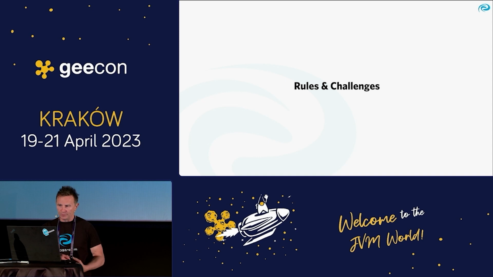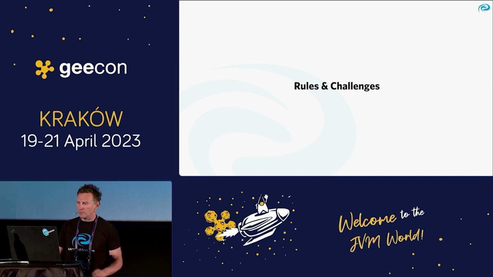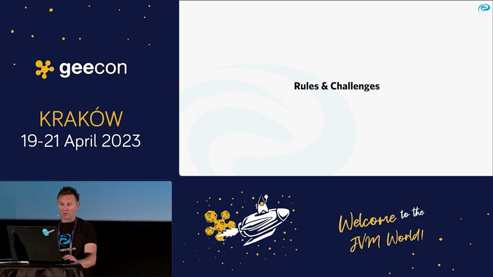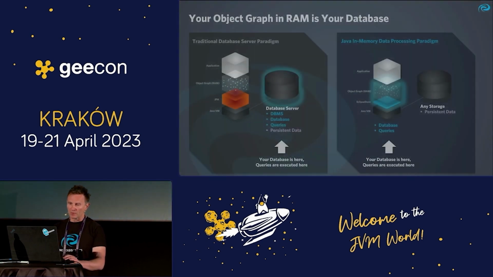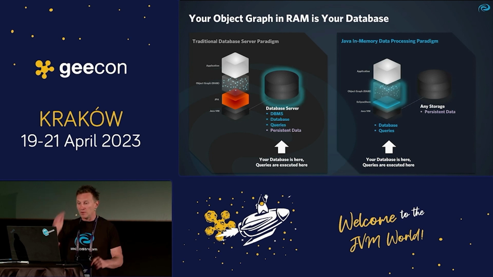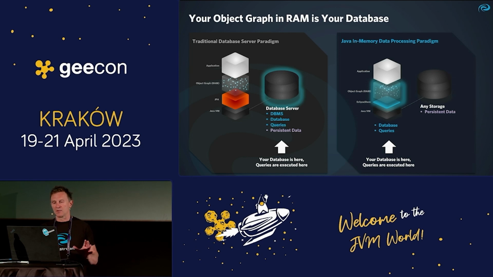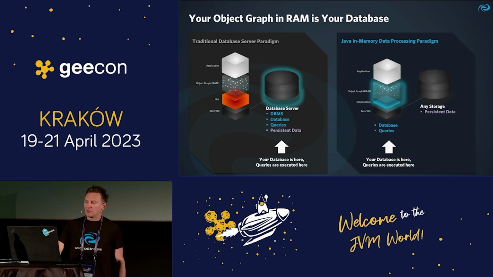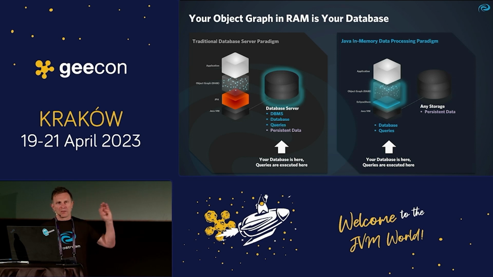So, what about time? There are also some rules and challenges with MicroStream or EclipseStore. Here on the left, you can see the traditional database paradigm. We have a Java application and a database server. It's different with the EclipseStore paradigm, because now your database is in memory. This is your single source of truth. That's a big difference. You search and filter in the same JVM instance as your business logic runs.